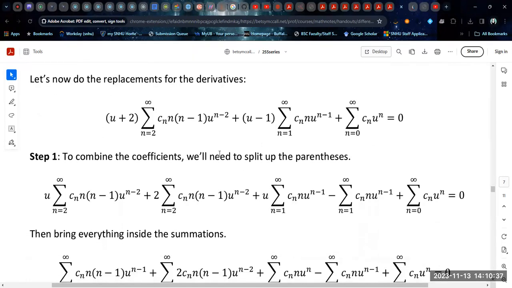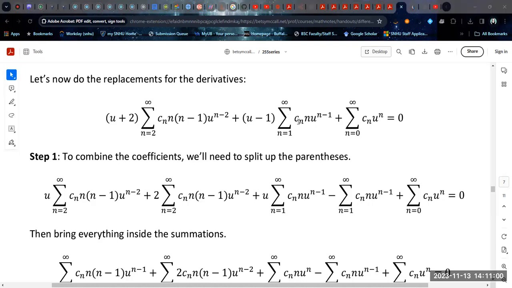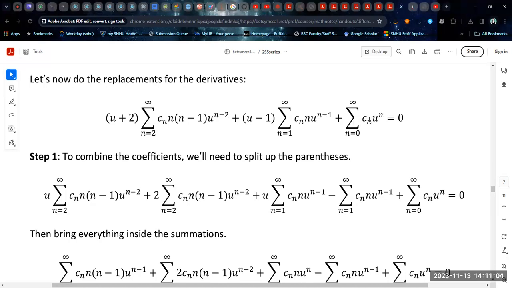And now I do my derivatives. Again, when I do my derivatives of my y, I've just replaced x minus 1 with u, and that doesn't generate any chain rules or anything. So I've got my u plus 2 times my sum for my second derivative involving u, which remember is x minus 1, and then u minus 1 and my sum for my first derivative, and then my y in terms of u.